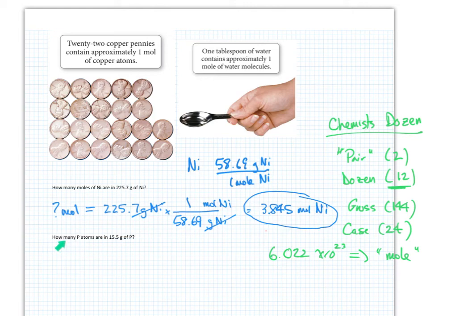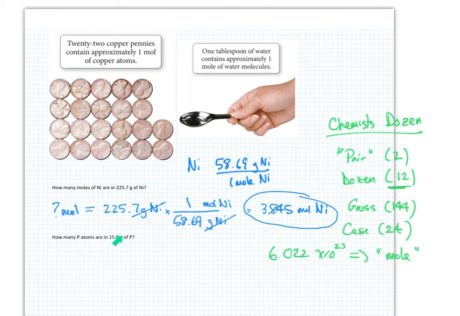But the second problem is how many phosphorus atoms are in kind of a normal amount of stuff, 15 grams. This is going to be a huge number. When it says how many phosphorus atoms, that should tell you it's going to be a whole lot of atoms. Remember how many atoms are in this bit of copper from up above? 6.022 times 10 to the 23rd. If you have a measurable amount of stuff, you're going to end up with a large number of atoms.